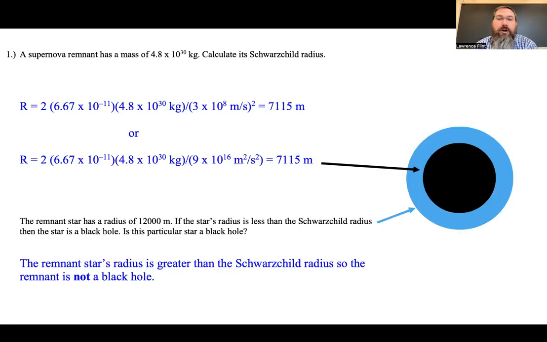Anyway, the problems in the problem set: the first one is you have a supernova remnant with a mass of 4.8 times 10 to the 30th kilogram. That comes out to have a Schwarzschild radius of 7,115 meters. I've illustrated that there with the black circle, but the remnant star actually has a real radius of 12,000 meters. That's illustrated by the blue circle. So this supernova remnant, like a neutron star, has a radius that's larger than the calculated Schwarzschild radius.